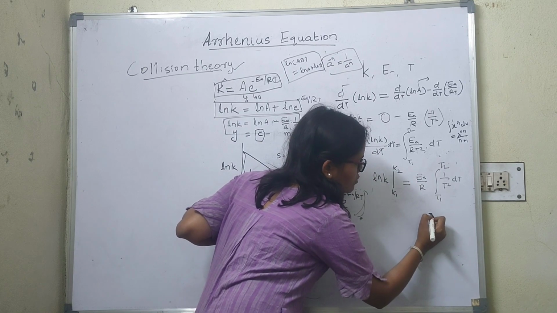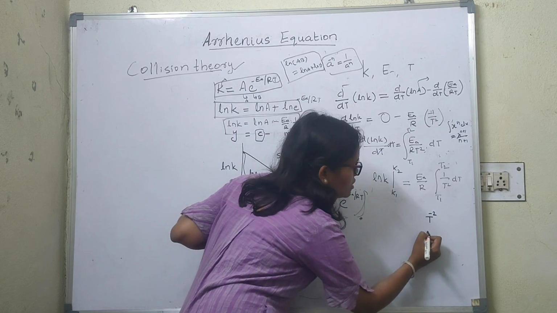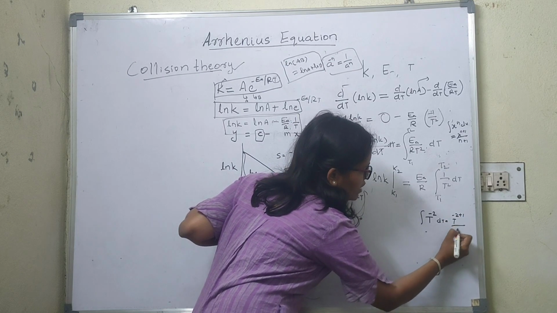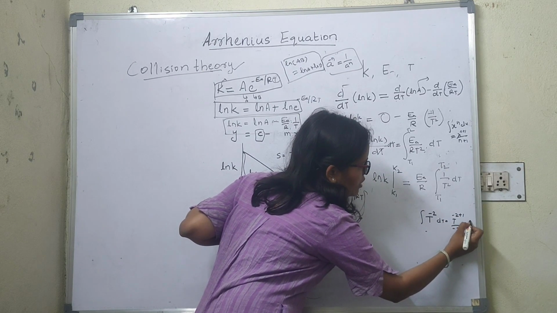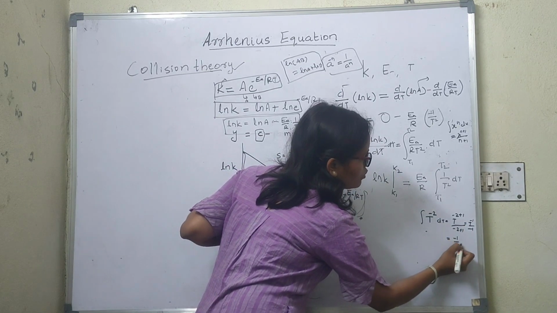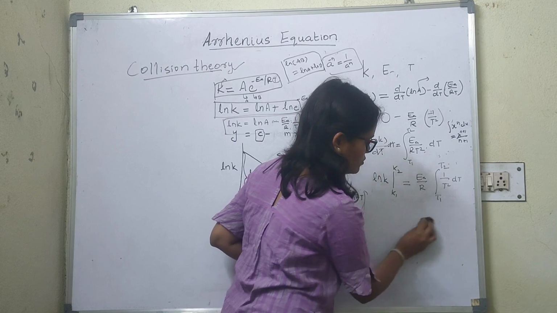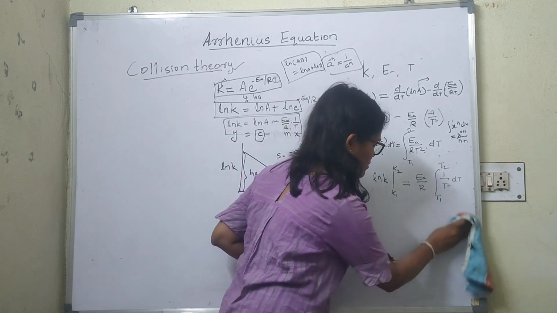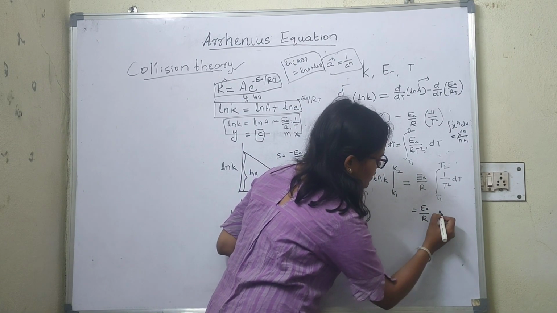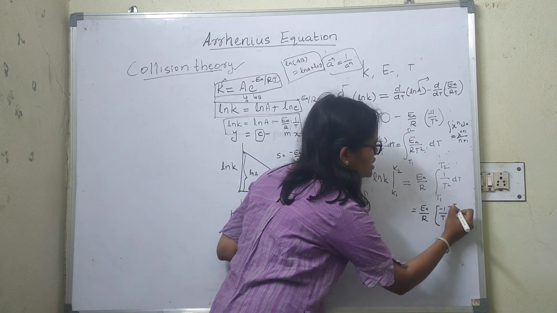So we know that this is t power minus 2. So the integral of t power minus 2 will be t power minus 2 plus 1 by minus 2 plus 1. So this will be t power minus 1, and in the denominator you have minus 1. So this will be minus 1 over t. So this will be equal to EA over R, and the integral was minus 1 by t between the limits t1 and t2.